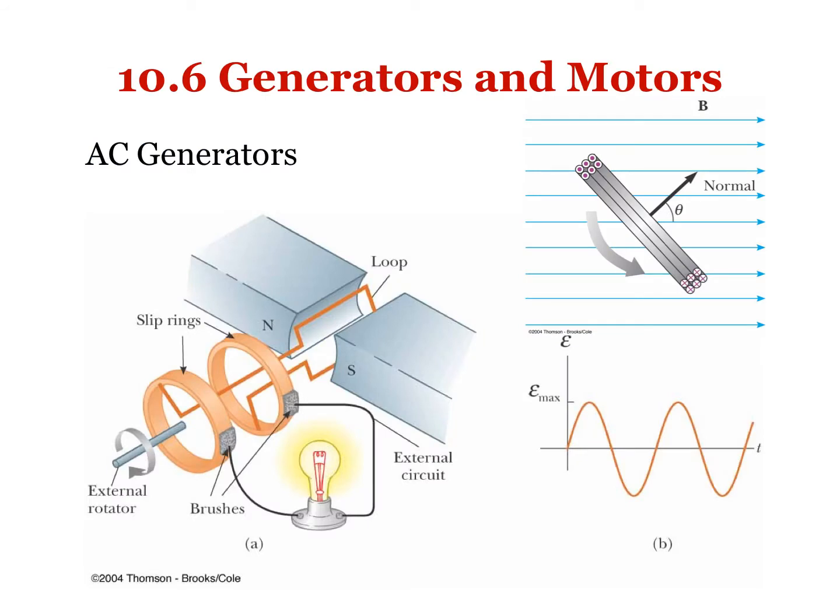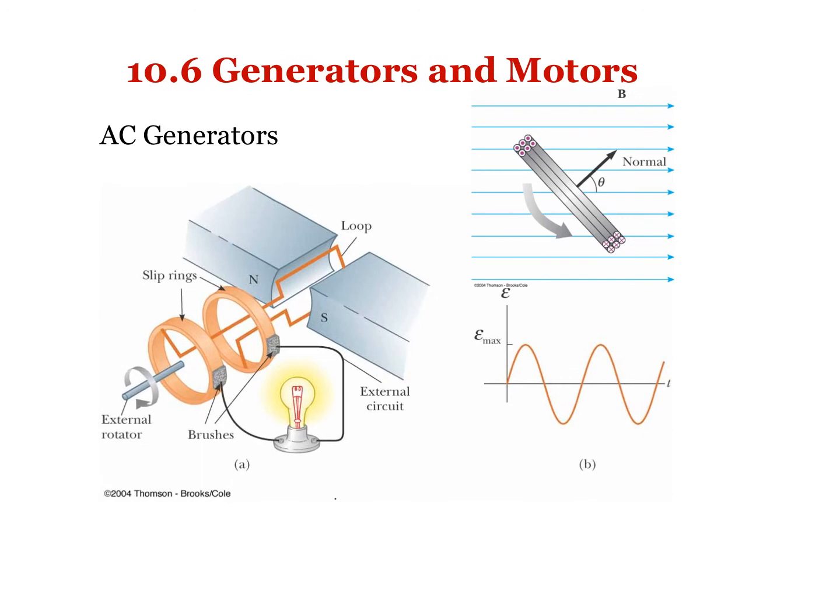Generator and motor. Here this is the crucial part, where you need to understand the AC generator: how to produce an AC current, how to produce a DC current, how basically a generator and motor work. So first thing first, I'm going to explain in terms of the AC generator.